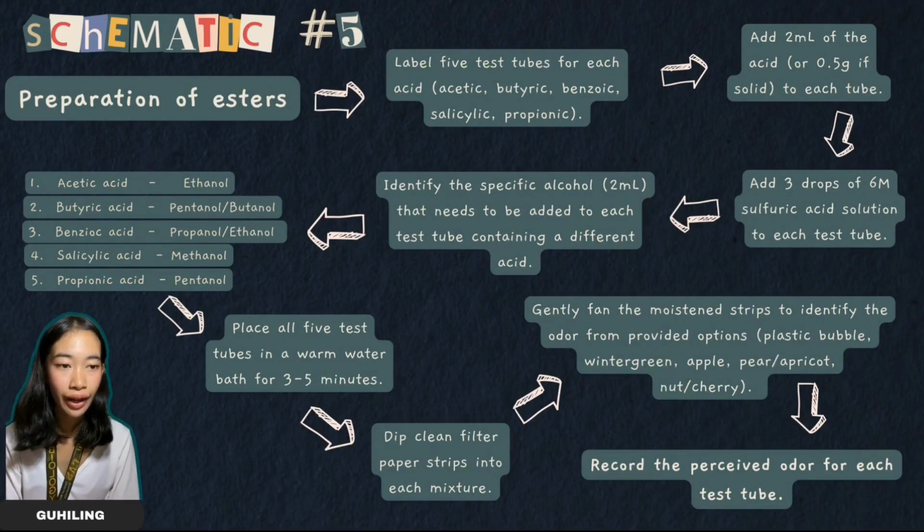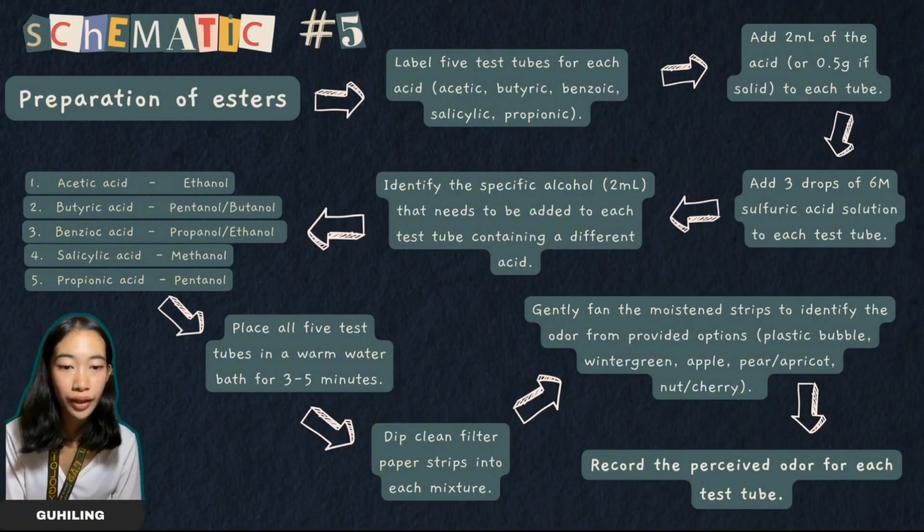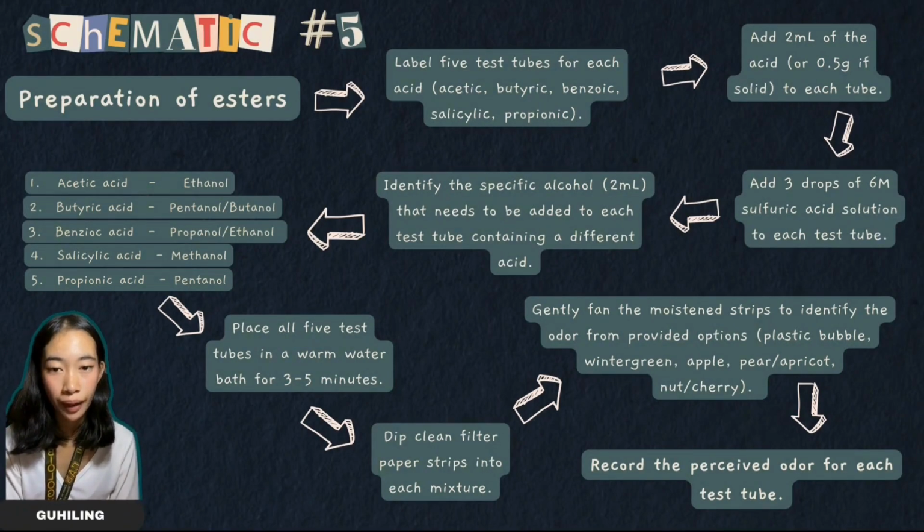Next, identify the specific alcohol, 2 ml, that needs to be added to each test tube containing a different acid. Refer to this to determine the specific alcohol that needs to be added to each acid. After, place all 5 test tubes in a warm water bath for 3 to 5 minutes.